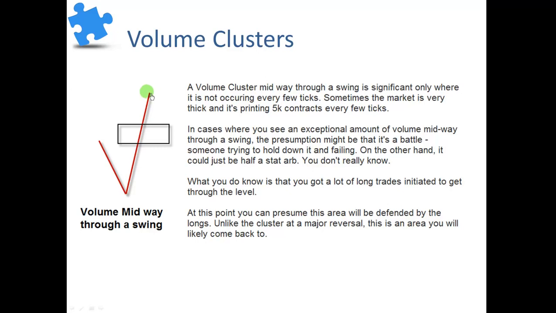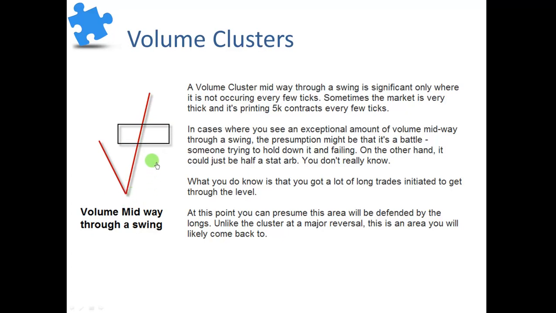Now, on top of this, you're going to have people who went long in this area, who built positions at the cluster, and they're going to defend that area. So it all adds up to it being an interesting place to enter the market long if the market comes back to that spot, which is more likely because it occurred midway through a swing and not right at the bottom like a low of the day.